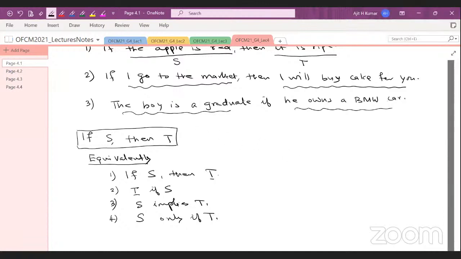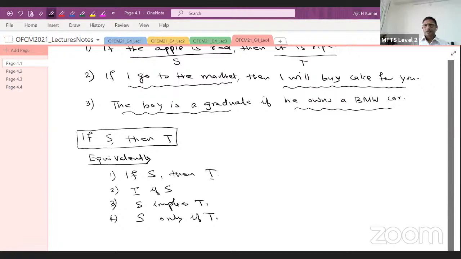So yes, sir. In this case, if you look at the first statement, if the apple is red, then it is ripe, so the apple can be red only if it is ripe, right? That's correct. Is there any other way of saying?